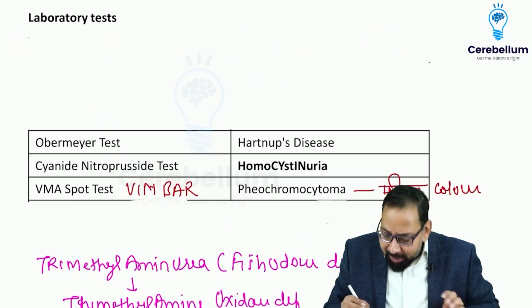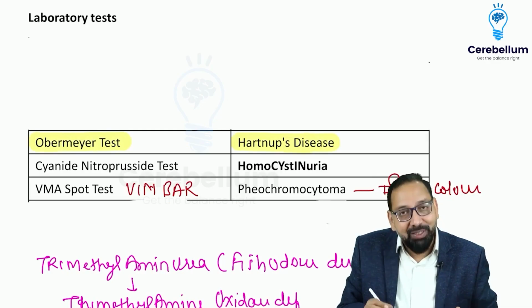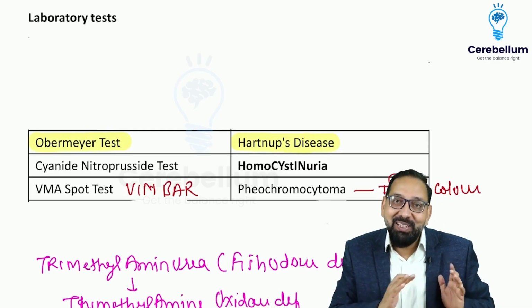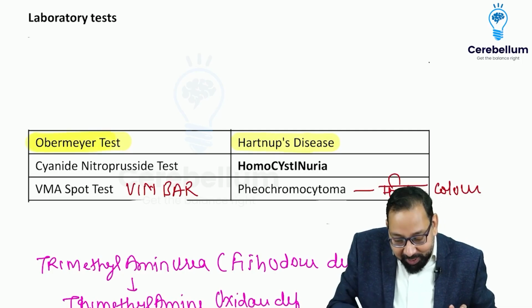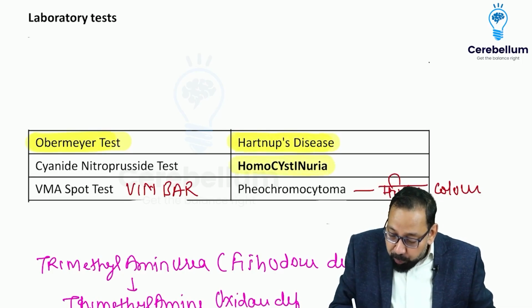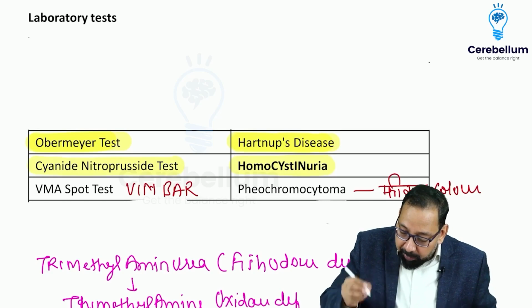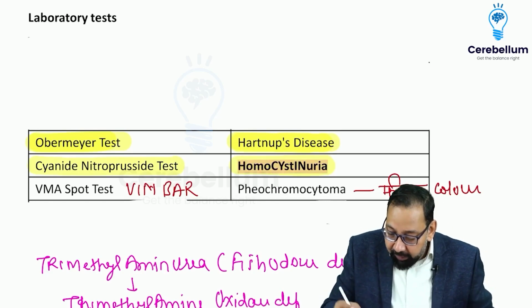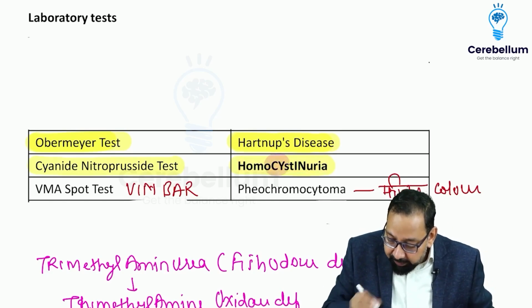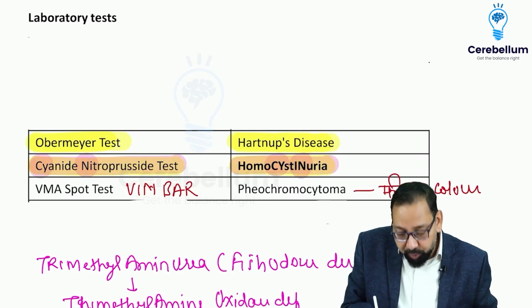Now a few tests. For Hartnup disease, we do the Obermeyer test. The mnemonic is "obey your heart": Obermeyer, obey heart, Hartnup disease. For homocystinuria, we do the cyanide nitroprusside test. How will you remember: CY for cyanide, and NI, if you read backward, for nitroprusside. So homocystinuria: cyanide nitroprusside test.